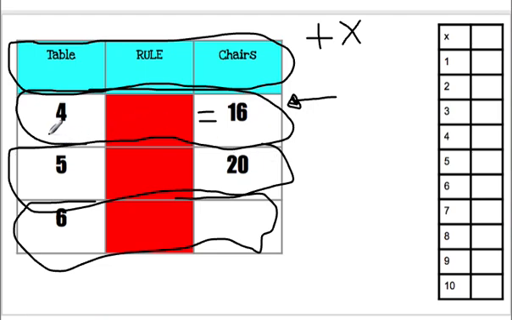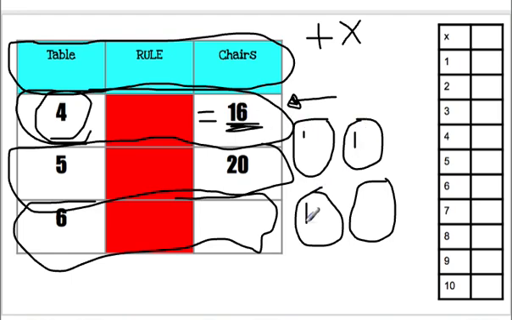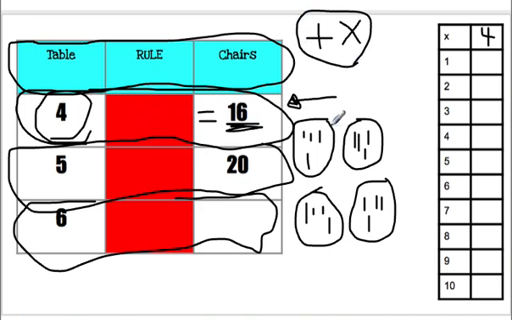So, but to find the 1, I'm going to draw 4 circles because that's the smaller number. 1, 2, 3, 4. And I'm going to share 16 because that's its partner. 1, 2, 3, 4, 5, 6, 7, 8, 9, 10, 11, 12, 13, 14, 15, 16. So that I can see I have 4 in one circle. So I'm actually multiplying by 4. And I know I'm multiplying because the numbers are getting bigger and I was able to find the 1. So if I had one table, I would have 4 chairs.